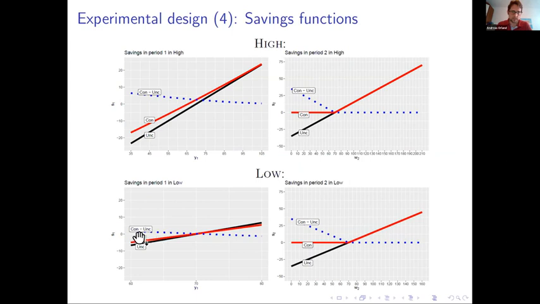When you look at the low treatment, here there's also a difference. First, it's in magnitude. And the other one is that you have a switching point around 70. So you should first save more under constraint, and if you receive a high income, you should save more when you're unconstrained. So there's an interaction effect of income uncertainty and the constraint.